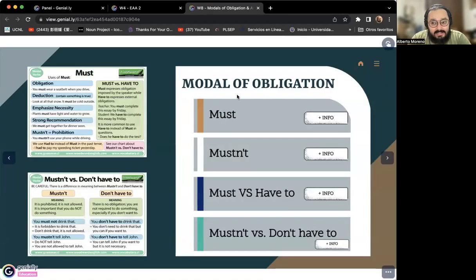This must is used to express obligation. You must do it. In Spanish, we can translate must with "tienes que" or "debes de". The most correct or most accurate translation is "debes de", but sometimes you can translate must with "tienes que", okay? Now, must is an obligation, and mustn't is the lack of obligation.